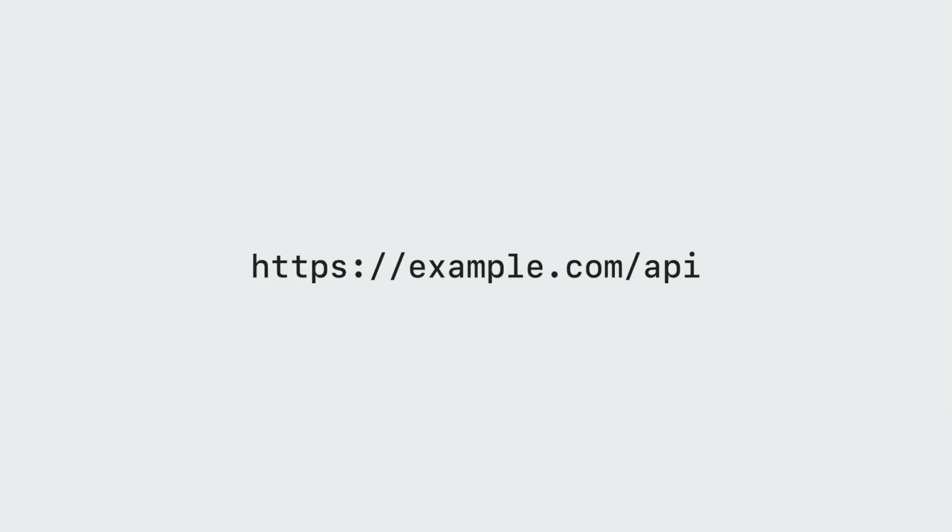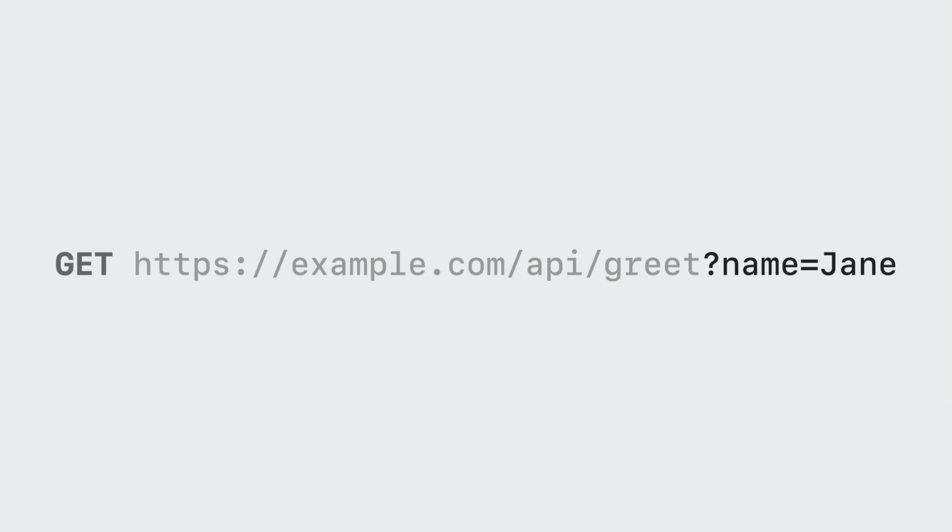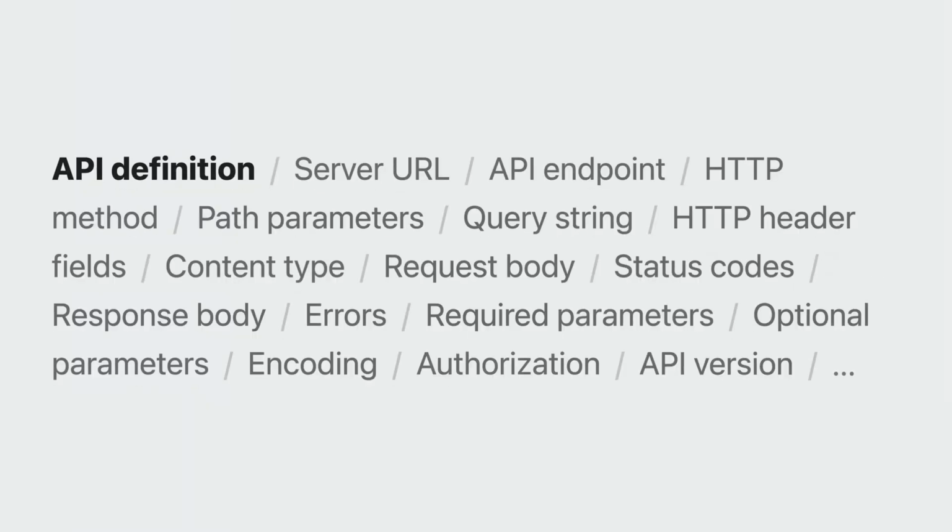What's the base URL of the server? What path components make up the API endpoint? What HTTP method should you use? And how should you provide parameters? These are just some of the questions to consider when calling a server API. For more involved APIs, you'll need to consider much more. So how do you answer these questions?